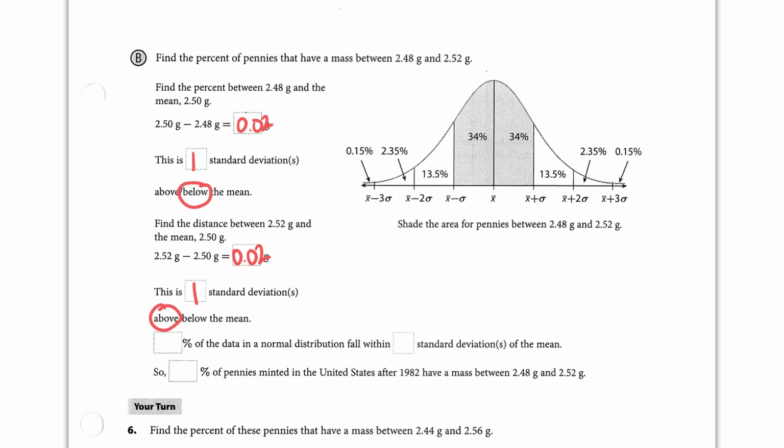What percent of the normal distribution falls within 1 standard deviation of the mean? Well, here's the mean. This is 1 standard deviation below, and here would be 1 above. If we combine all of those together, 34 plus 34 is 68%. So 68% of the pennies minted in the United States after 1982 have a mass between 2.48 and 2.52.